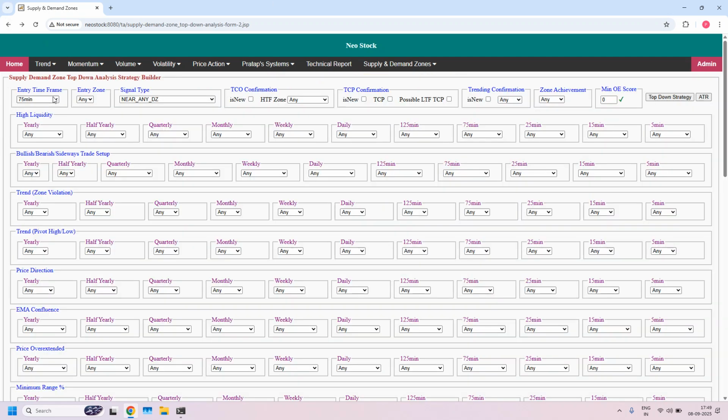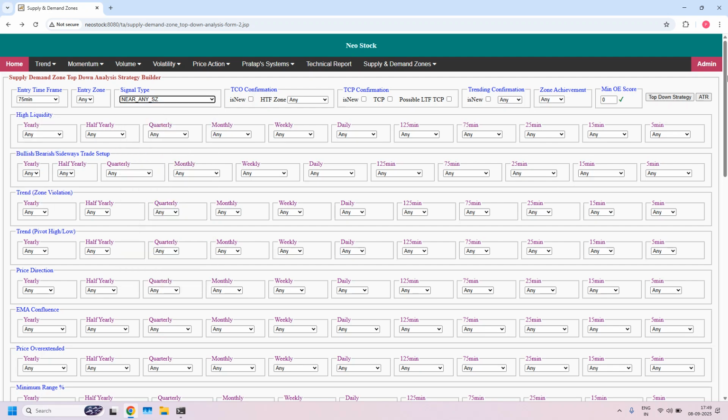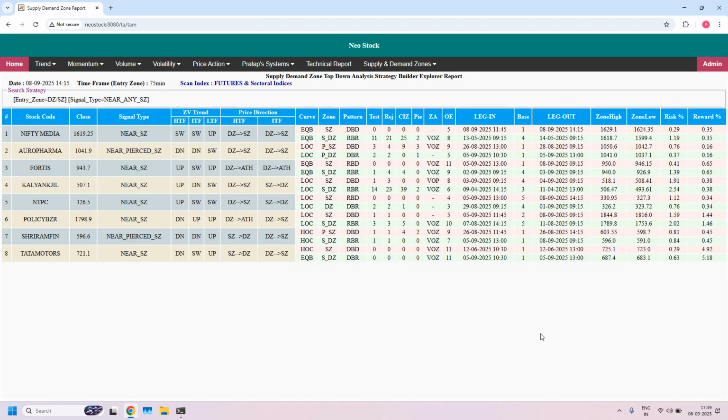Next, for the 75 minutes time frame, stocks near the 75 minutes supply zone, we got 8 stocks. Let us identify 75 minutes high liquidity supply zones from this list. We don't have any 75 minutes high liquidity supply zones from this list. So this is about high liquidity zone identification from daily and 75 minutes time frames.